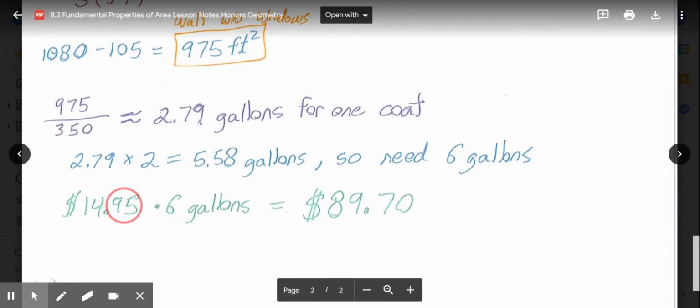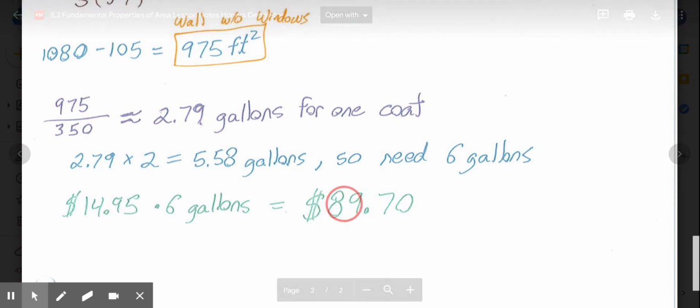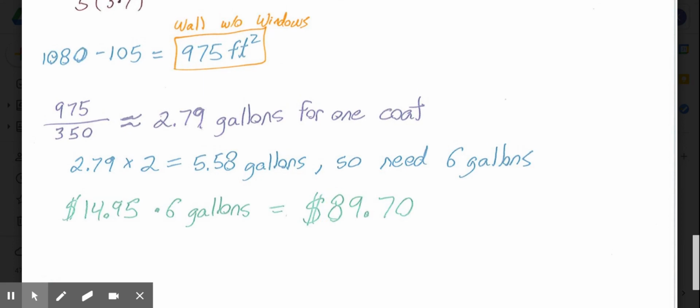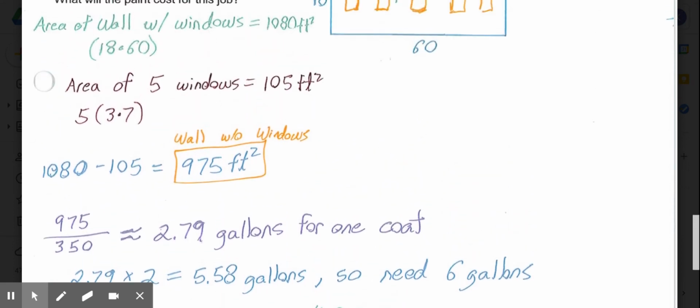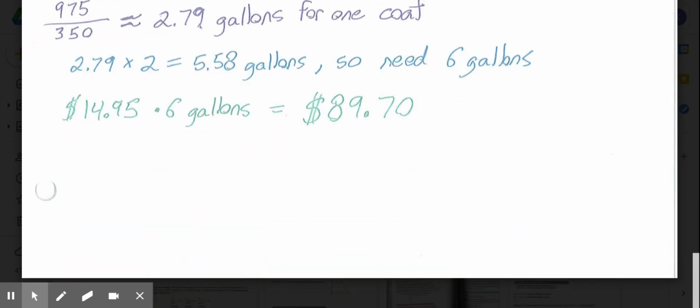So then to figure out our final total, we would take our 6 gallons, multiply it by the $14.95 per gallon, telling us that the paint would cost approximately $89.70 for this job.